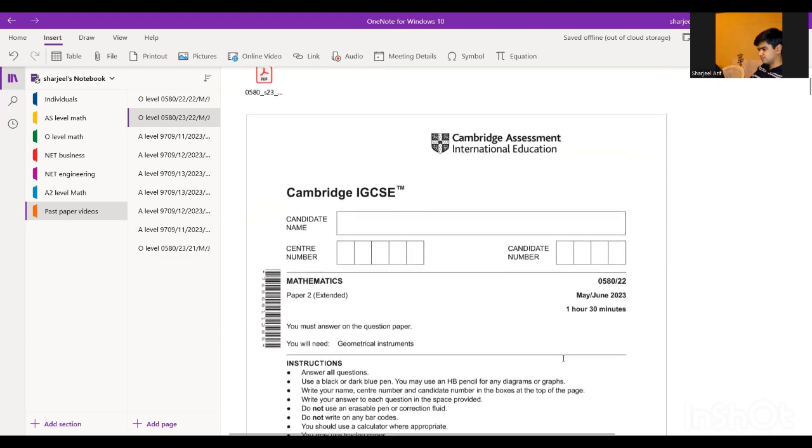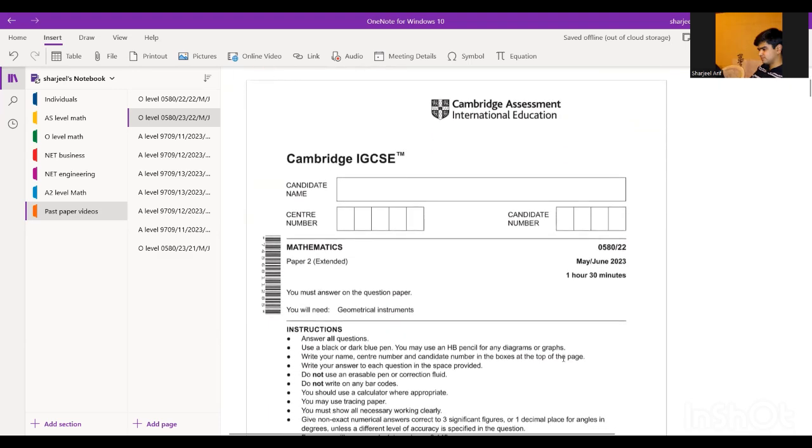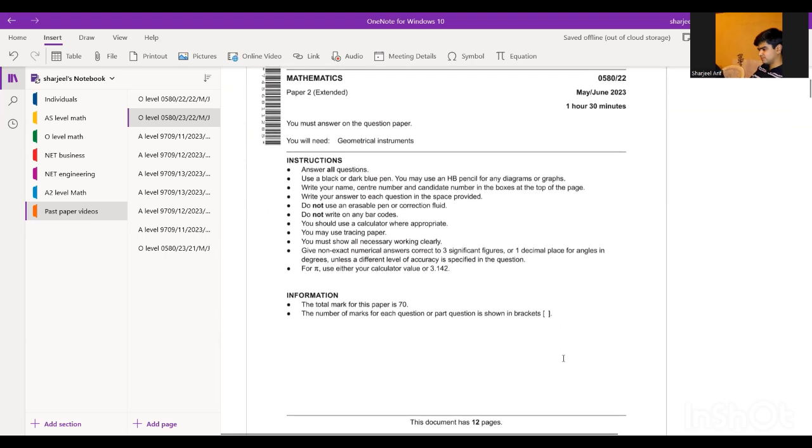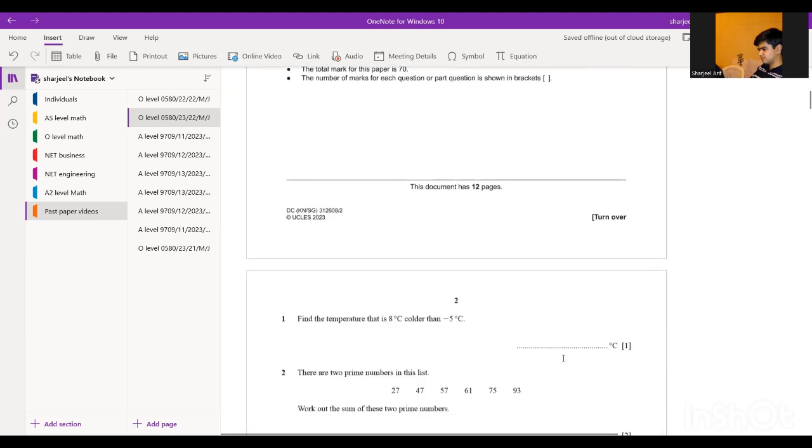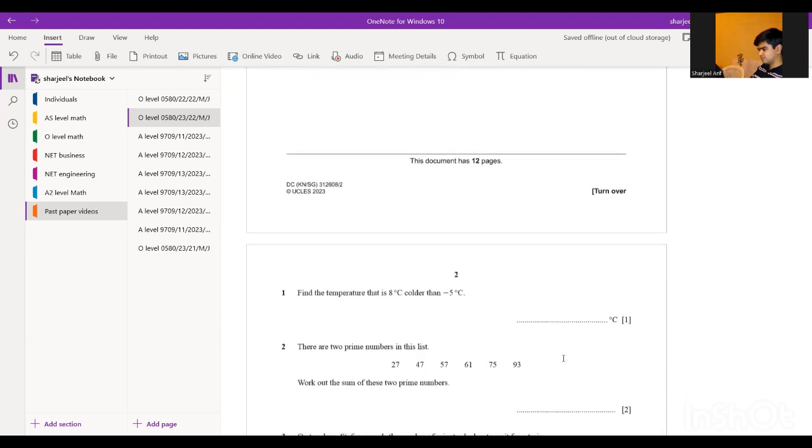We are going to solve paper 058022, May June session 2023, paper 2 extended for IGCSE. It's a 1 hour 30 minutes paper. Now we move on to question number 1.